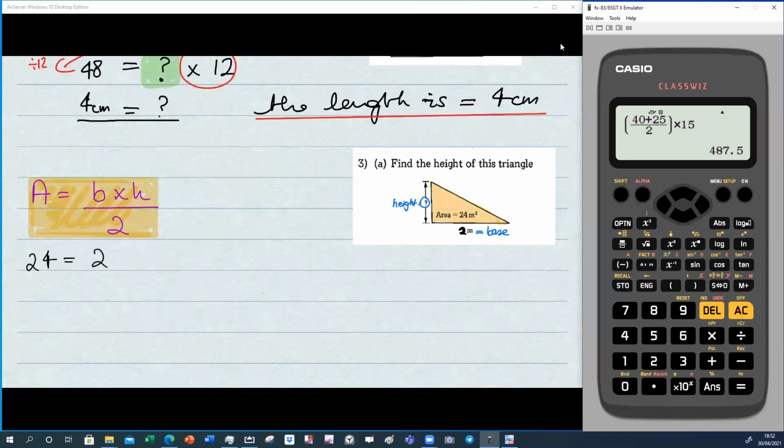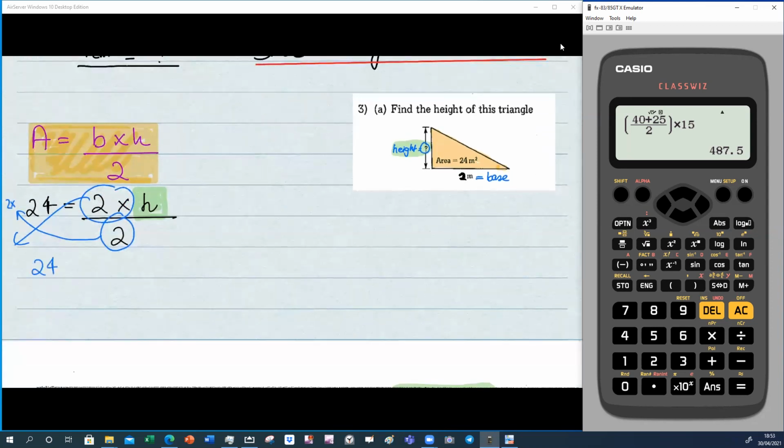The base is 2, and the height, do we know the height? No. We just put H for height if you can. So which is the bit that we don't know the value of? The height. The height we don't know. Height is the unknown. So what do we do now? Do we do 24 divided by 2? So opposite of divide by 2 is times. And then opposite of times by 2 is divide. So we're going to have 24 times by 2 divided by 2 is equal to height.